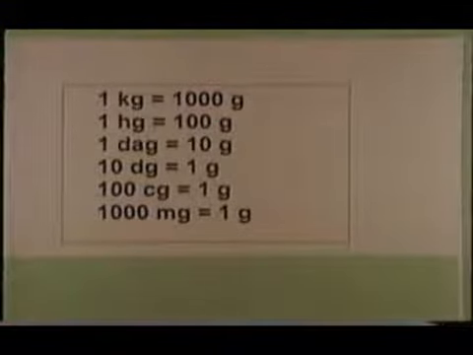Similarly, we have the conversions for mass. 1 kilogram is equal to 1,000 grams. 1 hectogram is equal to 100 grams. 1 decagram is equal to 10 grams. 10 decigrams equal 1 gram. 100 centigrams equal 1 gram. And 1,000 milligrams equal 1 gram.